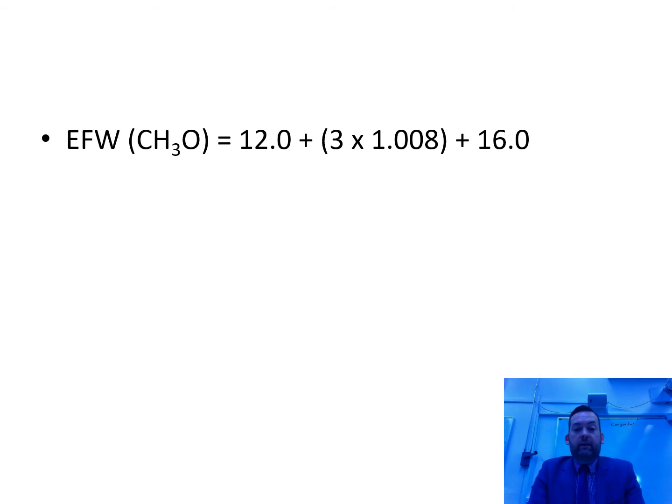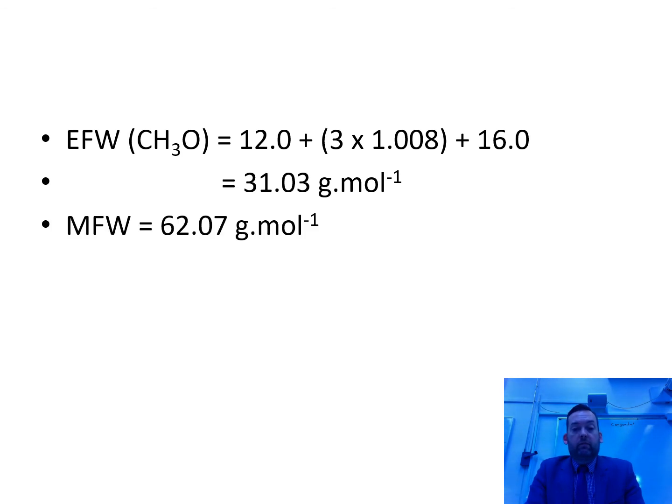Now we need to get the molecular formula. To get the molecular formula, we calculate the empirical formula weight, EFW. So we've got 1 carbon, 3 hydrogens, and 1 oxygen. Put those together, and we end up with 31.03 grams per mole. We then need to work out the molecular formula from the molecular formula weight, which is given to us in the question, which is 62.07 grams per mole. The molecular formula is always the molecular formula weight divided by the empirical formula weight times the empirical formula.